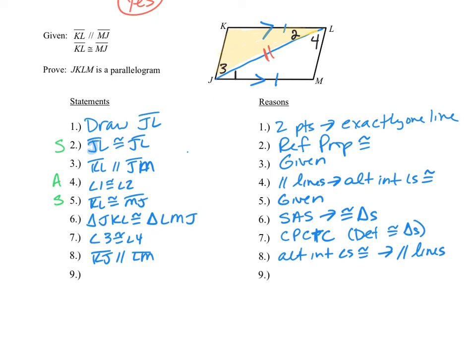So we have now satisfied the definition of a parallelogram, and we can say that JKLM is a parallelogram, and we will justify that with the definition of parallelograms. It says a quadrilateral is a parallelogram if and only if its opposite pairs of sides are parallel.